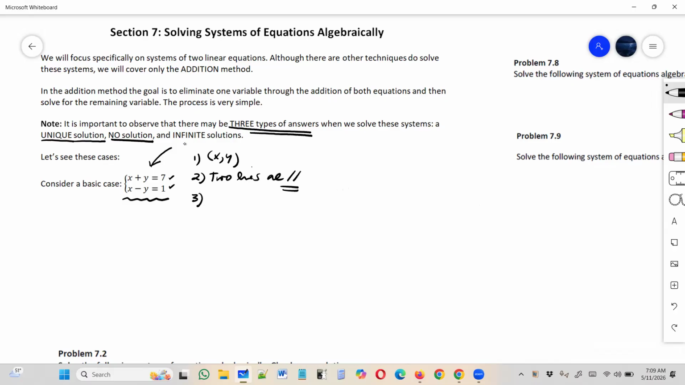And then the third type of solution is that there's infinitely many solutions. Now, in this case, the two lines are the same, meaning they're on top of each other. Okay, so if the two lines are the same, they're on top of each other, then there's infinitely many solutions. Okay, and I'm going to show you, the first one is the most important case that you have to be able to solve. The second and third cases may also appear.